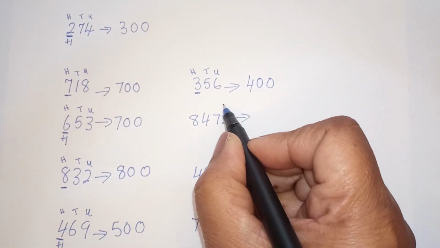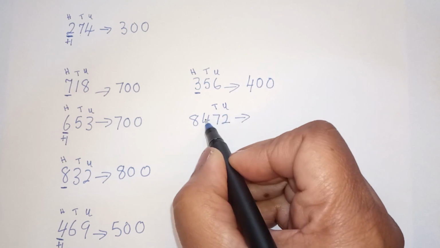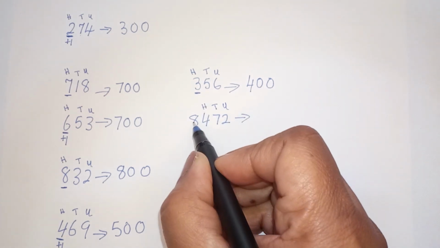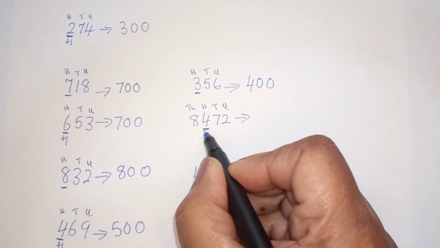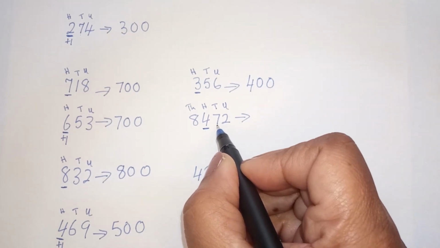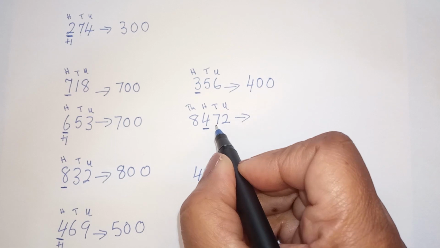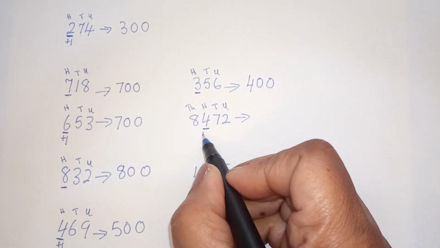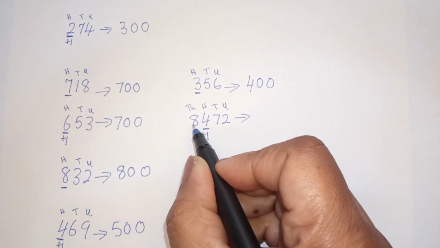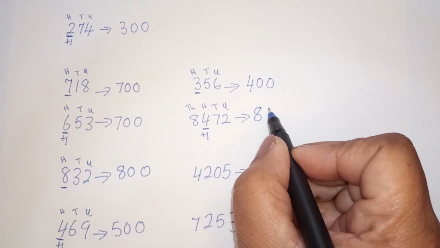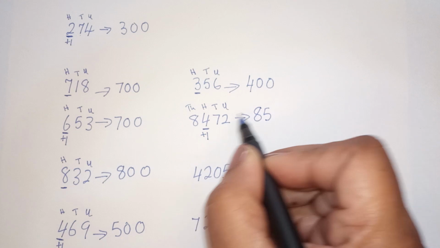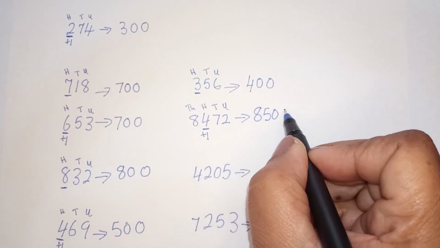8,472. So 2 is units, 7 is tens, 4 is hundreds, and 8 is thousands. So spot out the hundreds. Here we look at the number next to it. Is it 5 or more? Yes, it is 7. It will give 1. So we write 8 as it is, which is 1,000, and 4 plus 1 will be 5, and 7 becomes 0, and 2 will become 0.